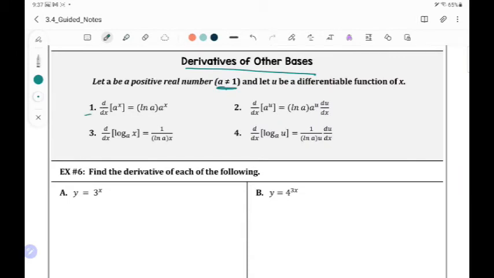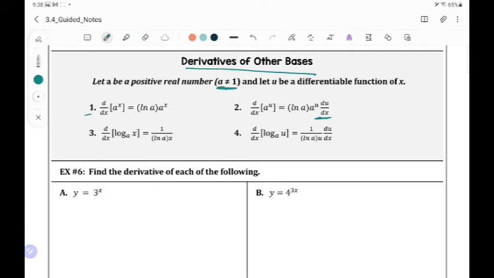Number 1, we have the derivative with respect to x of a to the x, which means you have just a number with x or a function as the exponent, and it tells you the derivative is going to be the natural log of a times a to the x. Look at the next one. It's a to the u, which means this time u is an actual function that's bigger than just like x. And so what you're going to do is the natural log of a times a to the function that you had, plus du dx means the derivative of whatever is in the exponent.